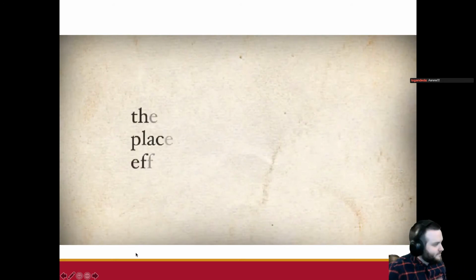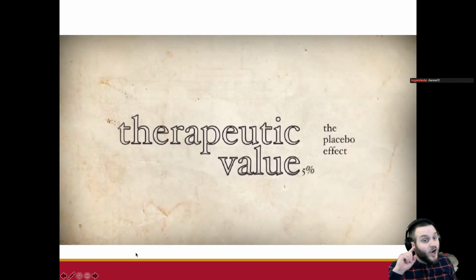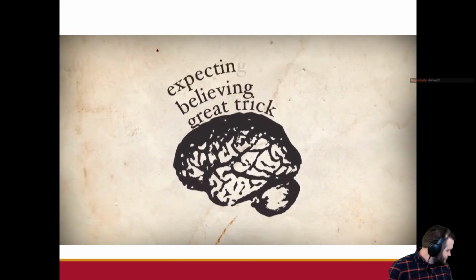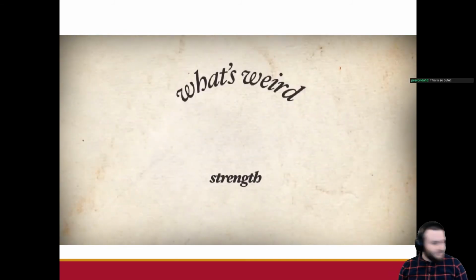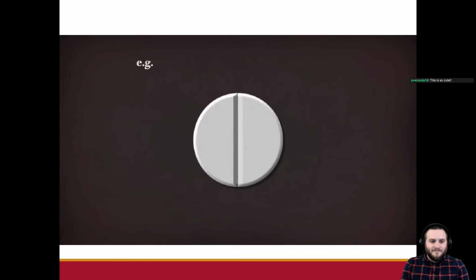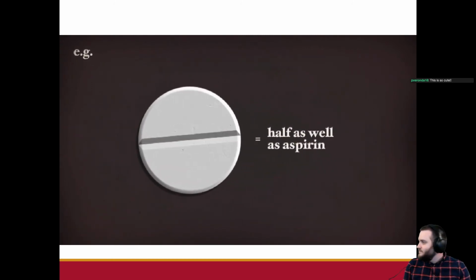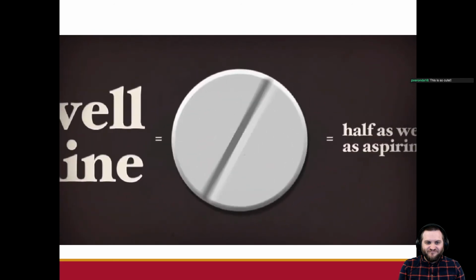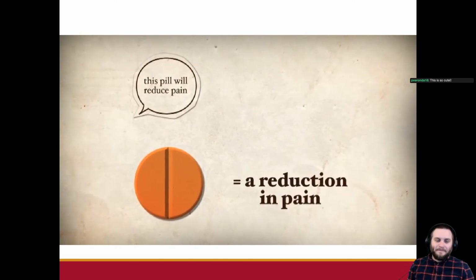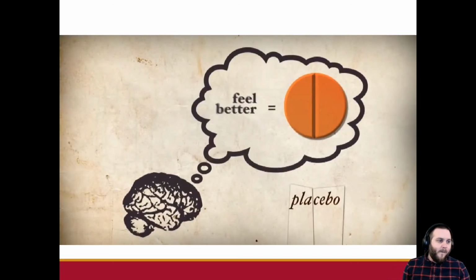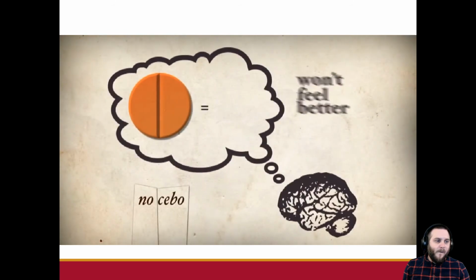Now, you've all heard of the placebo effect before, when something with no known therapeutic value can actually make people feel better. It's a great trick our minds play on us, that by believing and expecting something to work, it actually does. But what's weird is that the strength of the effect can differ for some really strange reasons. For example, the same placebo can treat pain half as well as aspirin, while at the same time treating pain half as well as morphine. Morphine's a much more powerful painkiller, but a placebo is half as effective as both? Saying a placebo will reduce pain reduces pain, but saying that the same placebo will increase pain increases pain. Believing that a placebo will make you feel better will make you feel better. Believing that it won't has the opposite effect.